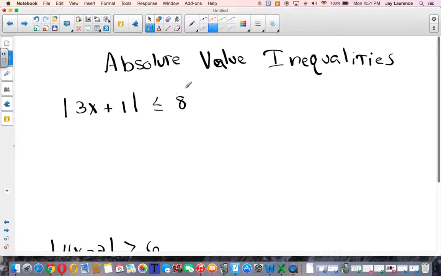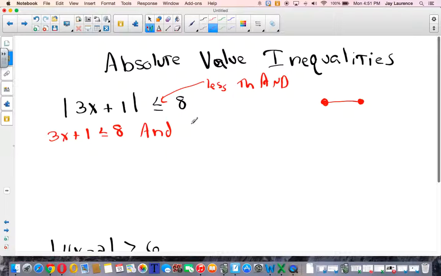I call this an and problem because that's a less than symbol, right? Remember, less than. This is an and problem. I know that the graph is most likely going to look something like this when I'm done. To do an and problem, I need to write two inequalities: 3x plus 1 is less than or equal to 8, and 3x plus 1 is greater than or equal to -8.